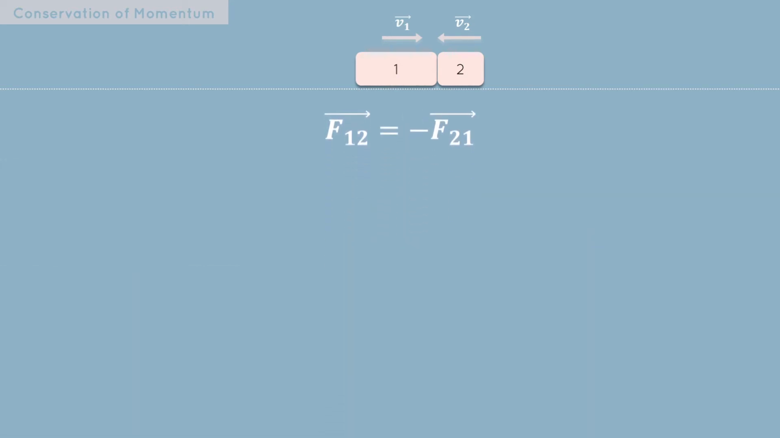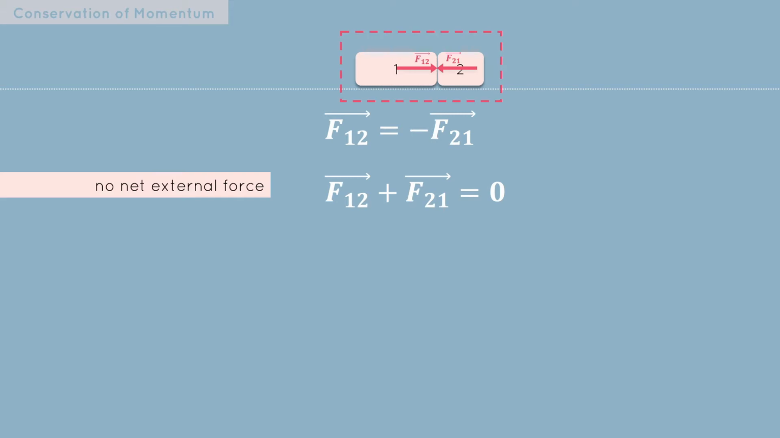So with this information, we can take it a step further by adding F21 on both sides, and we will get F12 plus F21 equals 0. So if we consider block 1 and block 2 as the system, we note that there is no net external force acting on the system.